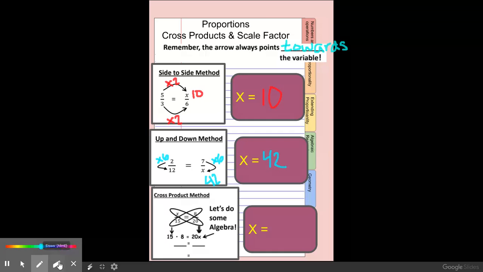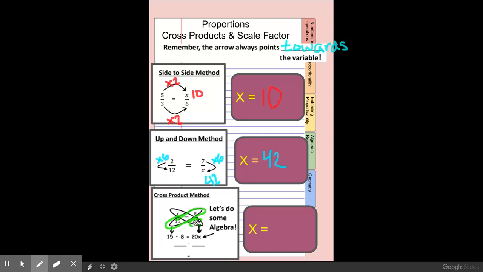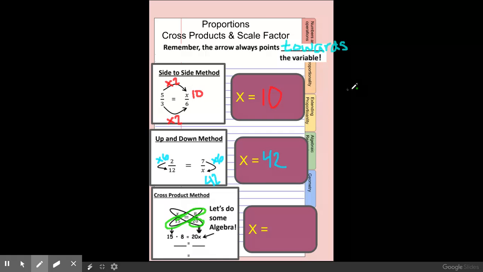Okay. The last way we have, and it's one that we're not going to use very often, but we still need to know how to do it, is what is called cross products. So when you can't find any relationship, you have to use the cross products. So when we use our cross products, we're going to multiply the two that are across from each other, and we're going to divide by this one that's left over. So we're going to multiply 15 times 8.